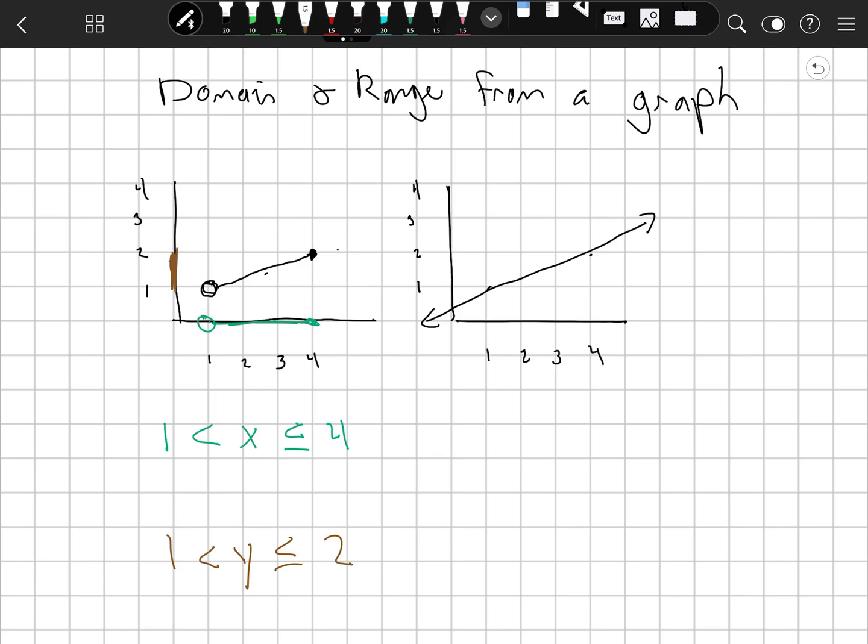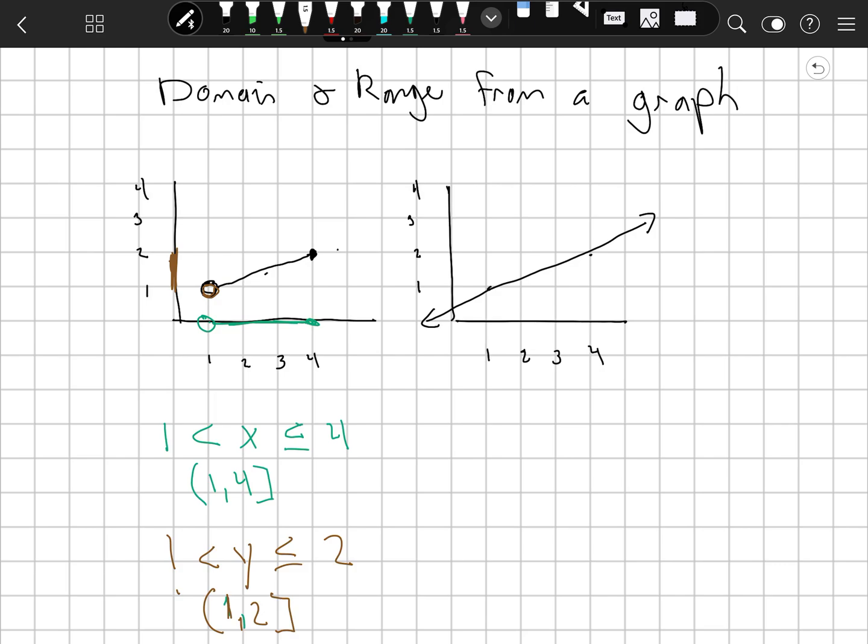Notice I didn't put a greater than or equal sign between the 1 and the y because y has to be bigger than 1. This hollow bubble means it has to be bigger. Okay. This was in inequality notation. Let's try it in interval notation. 1, 4, parentheses here, bracket there. And for the range, let's do it in brown again: 1, 2, parentheses here, bracket there.